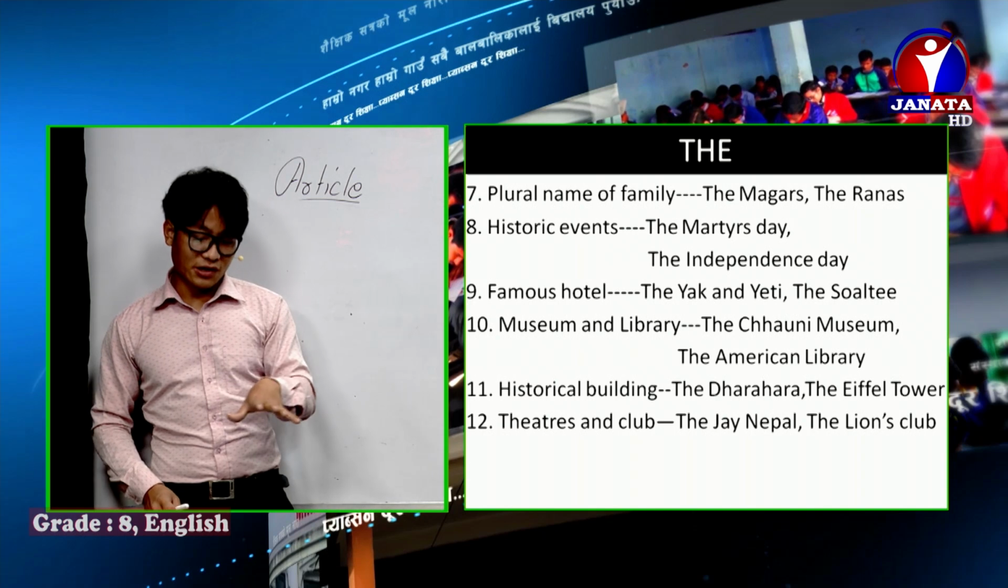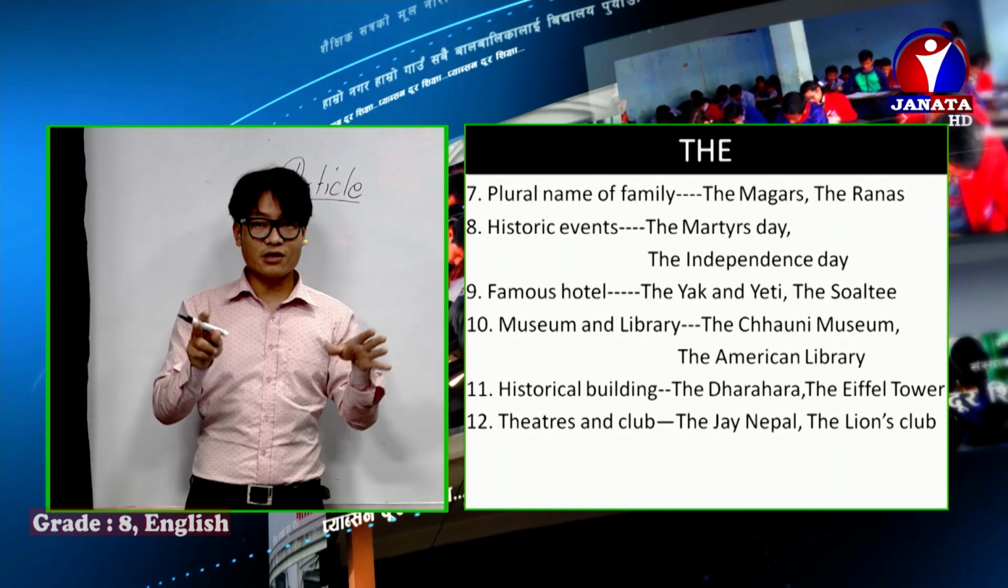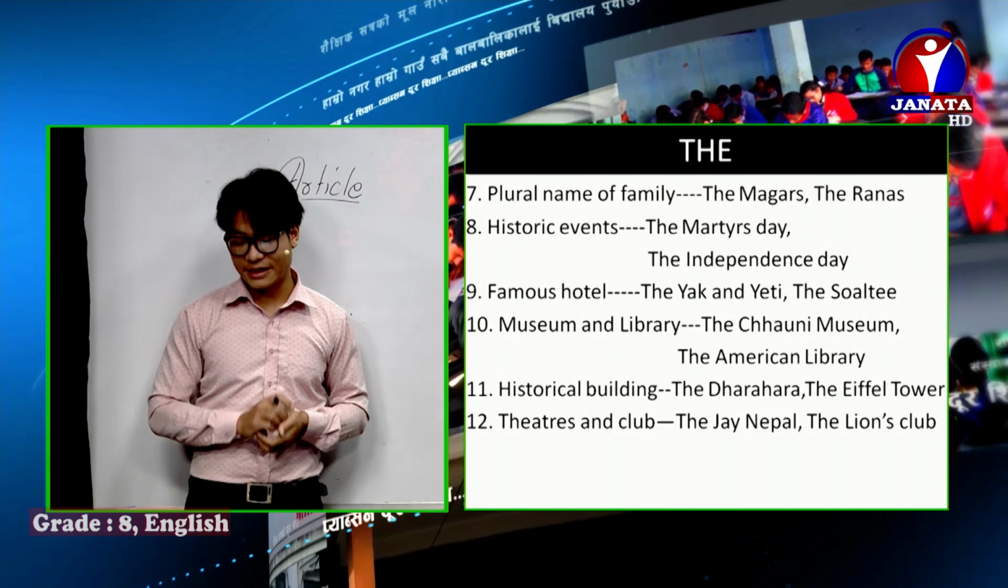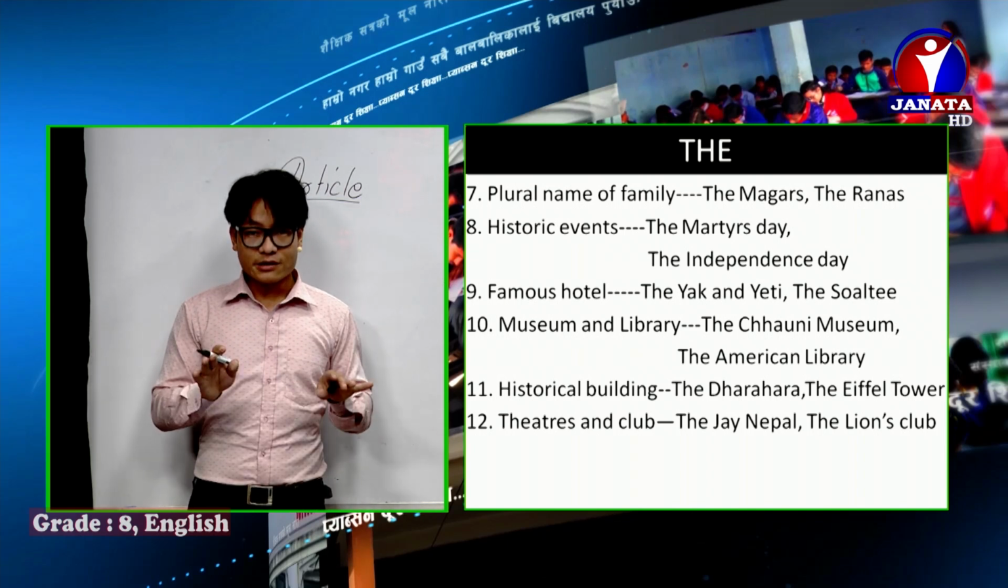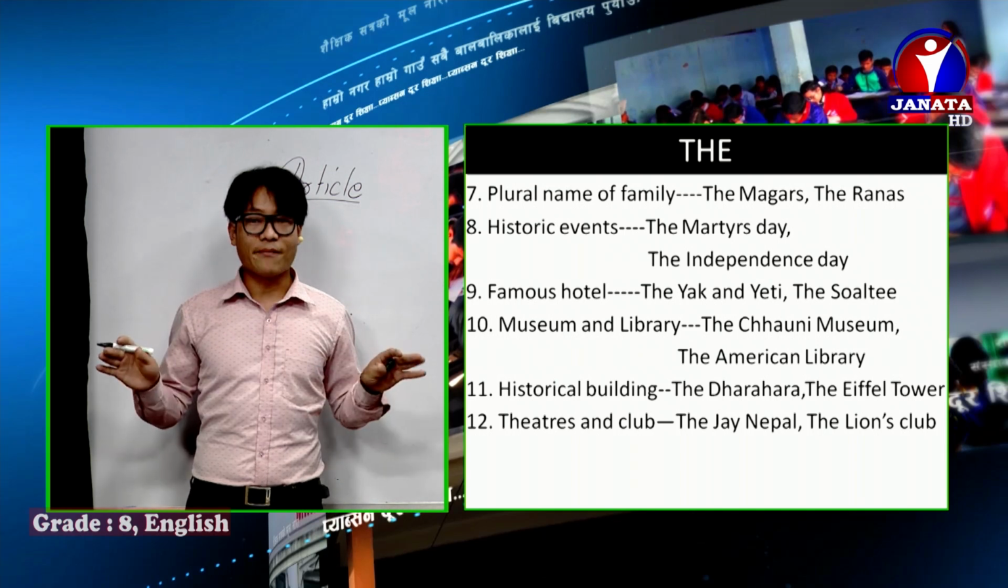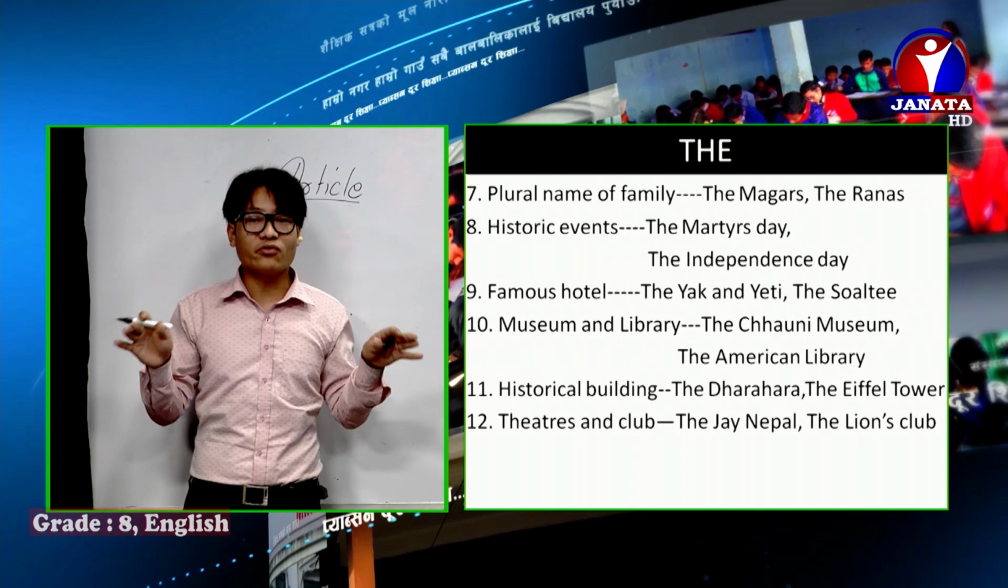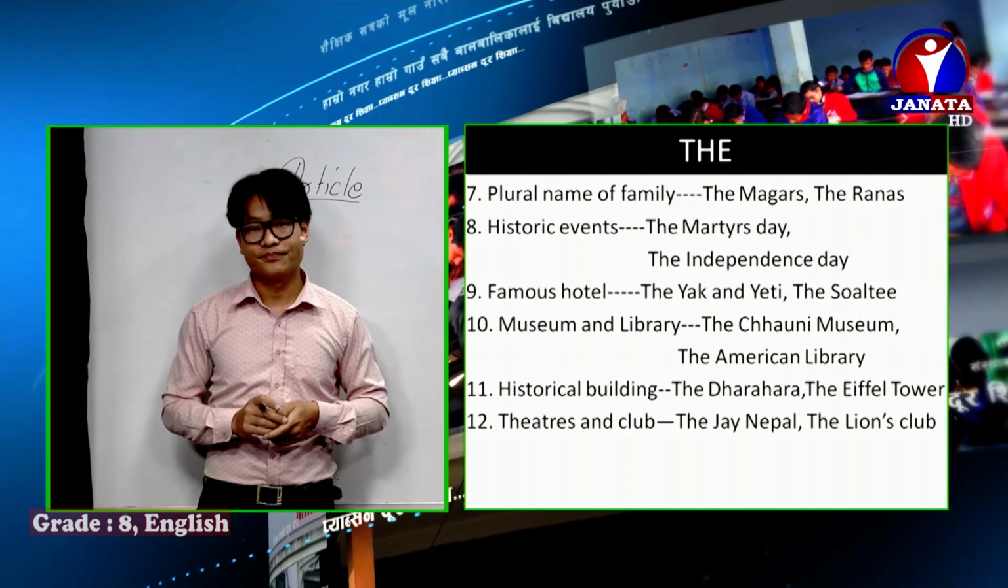Next is theater and club. With the name of a theater, we use the article, like the Joy Nepal, the Barahi. With the name of the theater, we use the article.